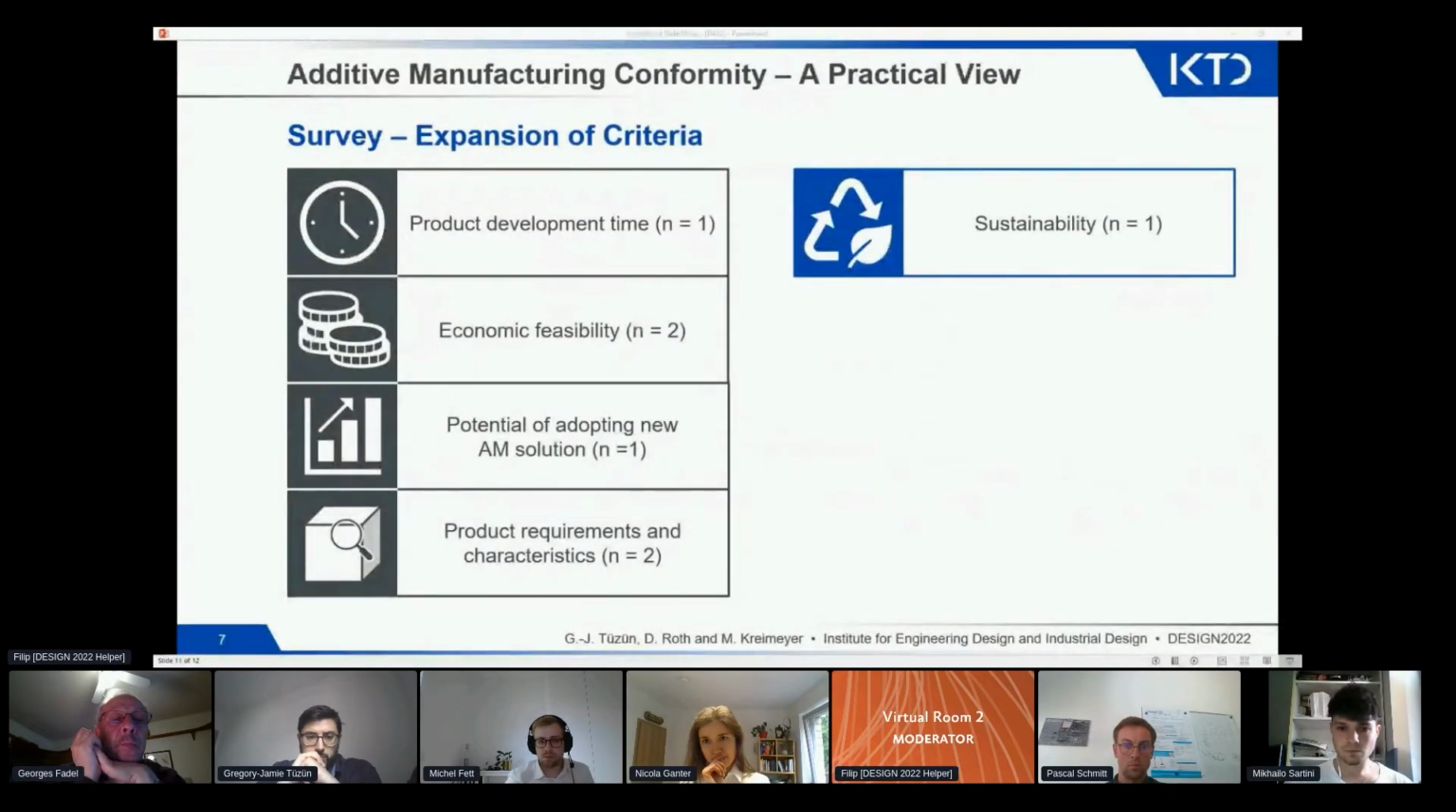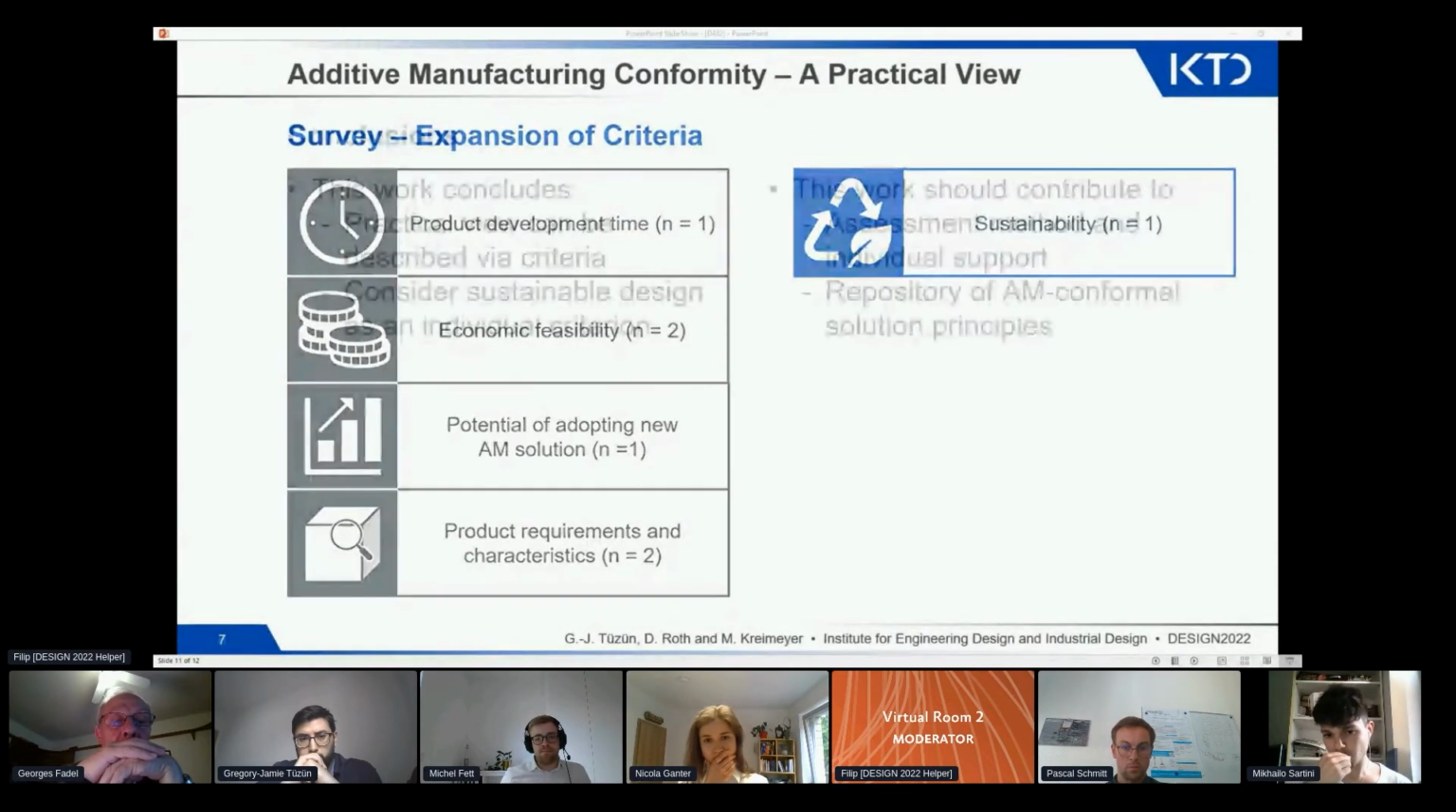But now we only know how relevant our aspects on AM conformity are from a practical point of view. To establish a holistic set of criteria, practitioners were asked about missing aspects when it comes to part design. And after a thematic analysis, 5 new aspects were identified, of which the left side was added directly to the existing criteria, while the consideration of sustainability was deemed as a separate criterion. Based on these few additions, we conclude that the existing literature-based set of criteria covers almost all aspects of the practical view apart from sustainable design.